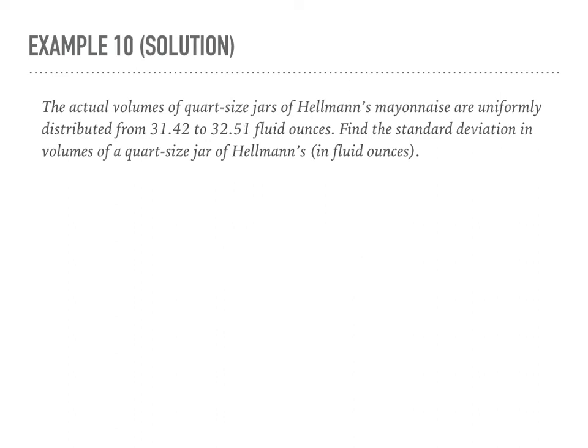And example 10, again finding the standard deviation. This time we're assuming that the Hellmann's mayonnaise jars are uniformly distributed between 31.42 and 32.51 fluid ounces. Finding the standard deviation, again taking b minus a, then squaring that result, dividing by 12, and taking the square root, we get 0.3147.